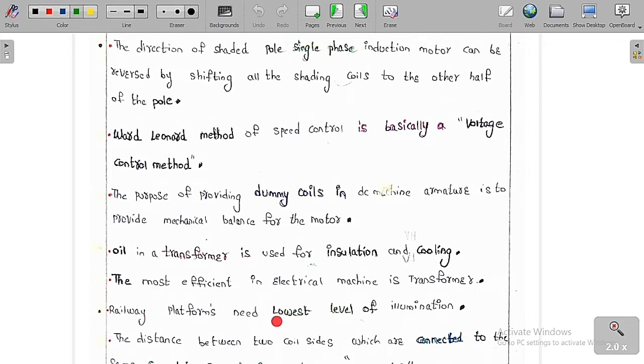Railway platforms need the lowest level of illumination. If you go to a railway platform, there you require a very low level of illumination, meaning the amount of light required is very less in the case of railway platforms. So railway platforms need the lowest level of illumination.